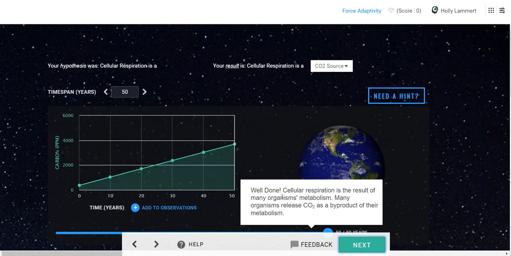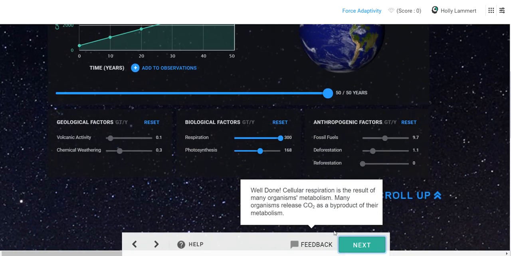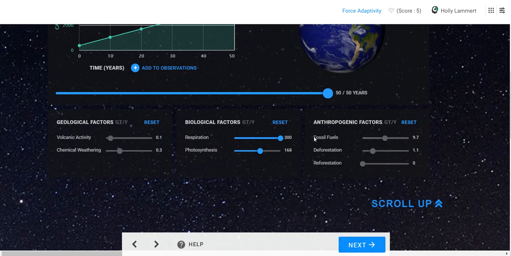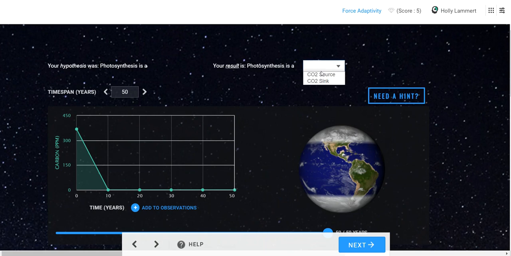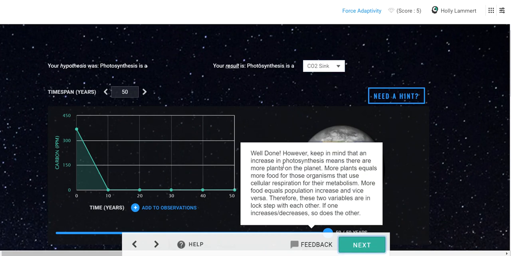And of course that's because we're releasing CO2 as a byproduct of metabolism. Okay, let's reset and then look at photosynthesis. If we increase photosynthesis, carbon goes way down. So that would be a sink. That makes sense because plants use the carbon dioxide in the air to make sugars.